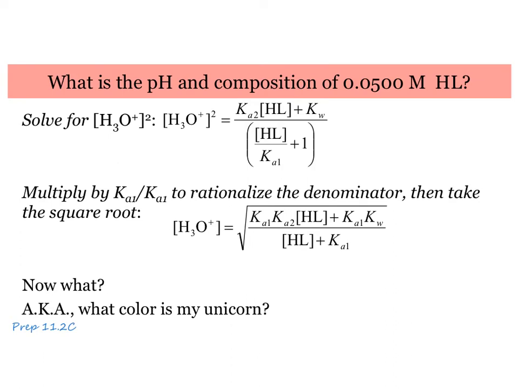Multiplying by Ka1 over Ka1 before taking the square root does make the concentration of hydronium in terms of leucine and our K values all fit on two lines. So that's an improvement, right? Now what do we do? Do we really have to plug in all of these values to solve for the pH? Or is there a better question to ask, such as, What color is my unicorn? If you're reading along in the textbook, you'll know this answer.